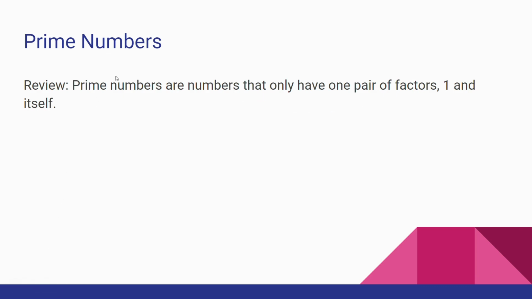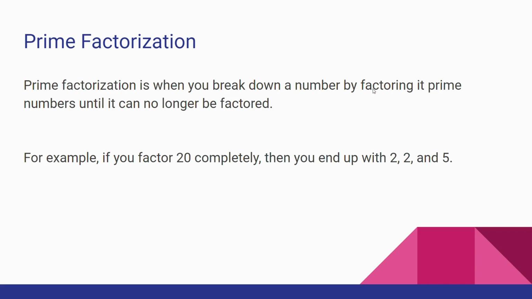Alright, so if you didn't know already, prime numbers are the numbers that only have one pair of factors, 1 and itself. 2 is the only even prime number, and 1 is technically not a prime number, and 0 is also not a prime number. So 1 and itself. More examples of prime numbers would be 2, 3, 5, 7, and then 11 and 13. Those are some common prime numbers that are used, and there are more, so on and so forth.